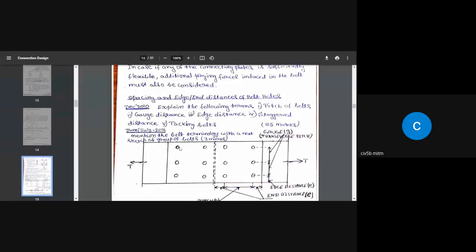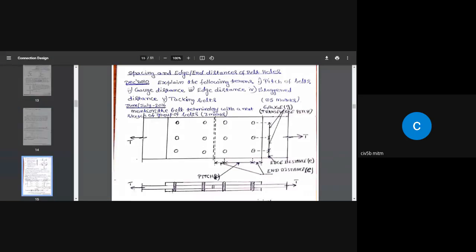Coming to the bolt terminology, if you look here, one of the examinations says: explain the following terms: pitch of bolts, gauge distance, edge distance, staggered distance, tacking bolts. These are the 5 things you need to explain briefly, as per that question that appeared in December 2010. Also one more question was in July 2016. It says mention the bolt terminology with a neat sketch of a group of bolts. So you need to write this figure and explain this.